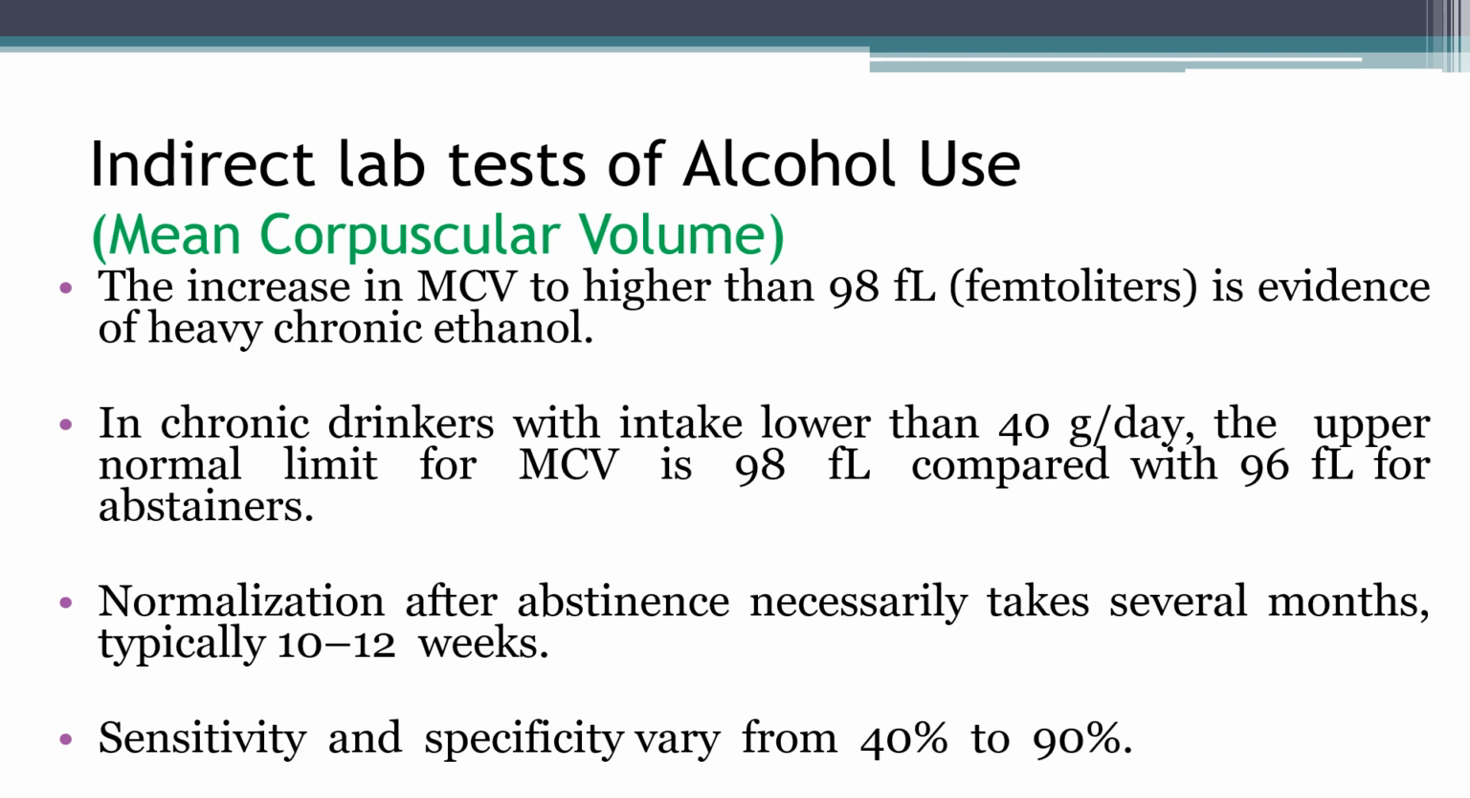The MCV higher than 98 is considered evidence of heavy chronic alcoholism, and chronic liquor intake of more than 40 grams per day. The upper limit is 98 femtoliters, which is compared with 96 femtoliters for abstinence. And normalization of this takes several months, typically 10 to 12 weeks, for the life of the RBCs is usually 10 to 12 weeks, and sensitivity and specificity of this test is 40 to 90%.